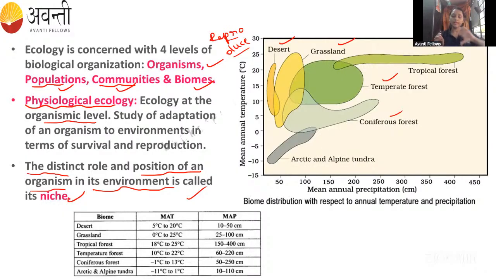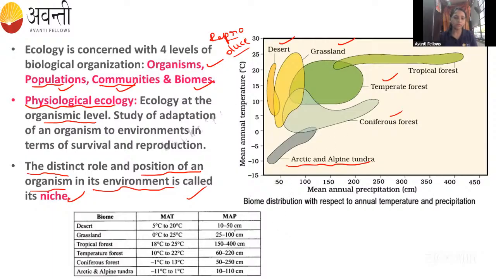You have to understand how to match all the things. Okay, so let us go to the Arctic and the Alpine tundra. These all are in the polar region. In the polar region, you have very low temperature, and the rainfall is also very, very low here. You know that. So this is the Arctic and the Alpine tundra, that is in the polar region.